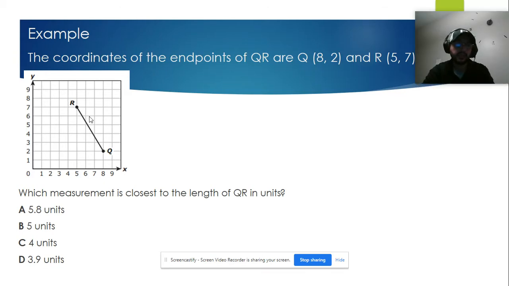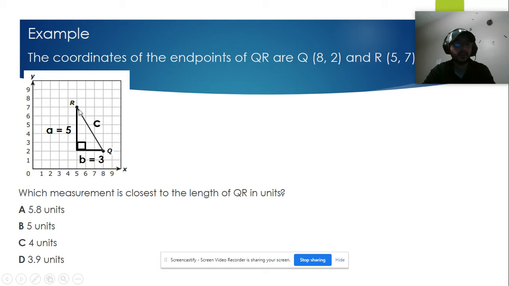Obviously, we can't just count it because it's on a diagonal. So we're going to use the Pythagorean theorem to find the distance. Now, first we need to create a triangle. We're going to create a triangle, making sure it's a right triangle, so it is straight. And then we're going to label it. Remember, the longest side, opposite from the right angle, will be letter C. The other two will be A and B.